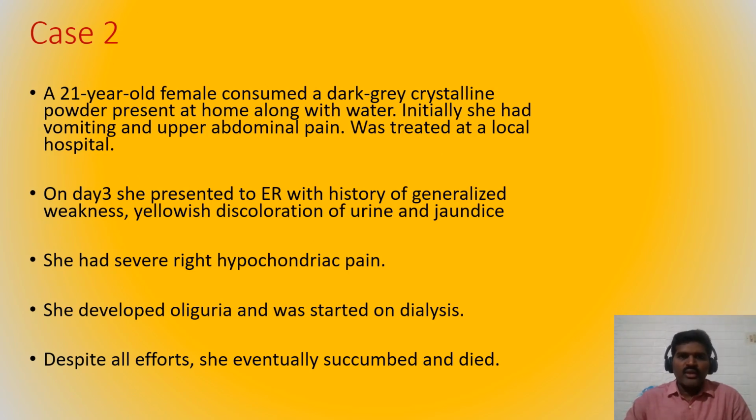Here you have a 21-year-old female who has consumed a dark grey crystalline powder present at home along with water. Initially, she had vomiting and upper abdominal pain, and was treated at a local hospital for gastritis. The patient presented to the ED on day 3 with generalized weakness, yellowish discoloration of the urine, and jaundice. She also had severe right hypochondriac pain, developed oliguria and was started on dialysis. Despite all the efforts, she eventually succumbed and died.